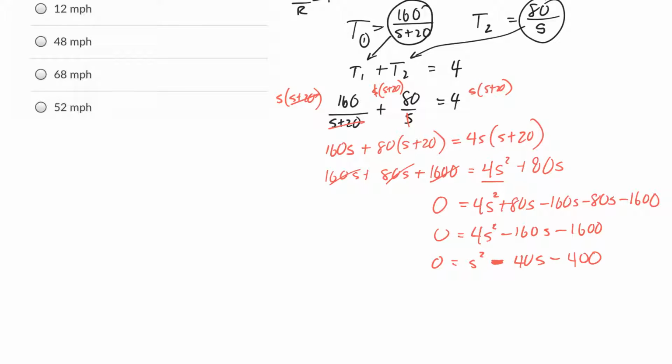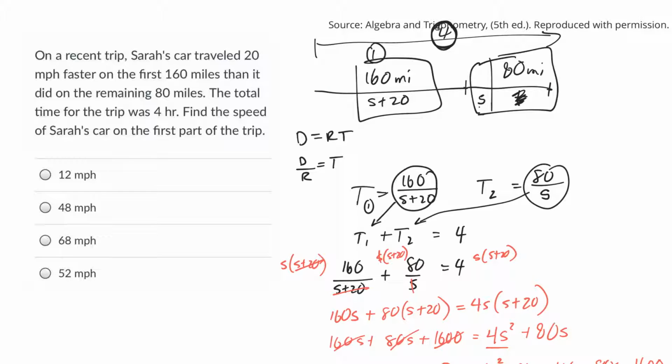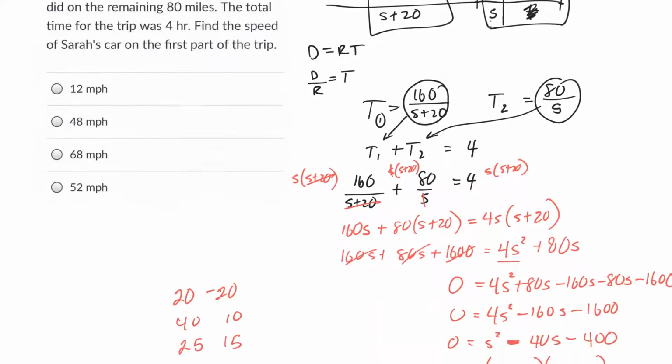Okay, so now I need to factor that. So I need two numbers that multiply to negative 400 and have the difference of 40. Do I have my signs right? 20 times 20 is 400, but one of them has to be negative, so that can't be. 40 times 10? No. How about 25 times 15? No. Gee, I don't think I can factor that.